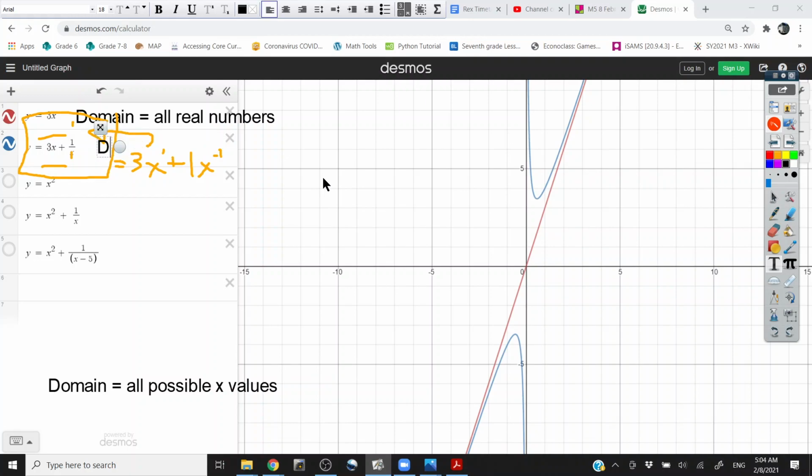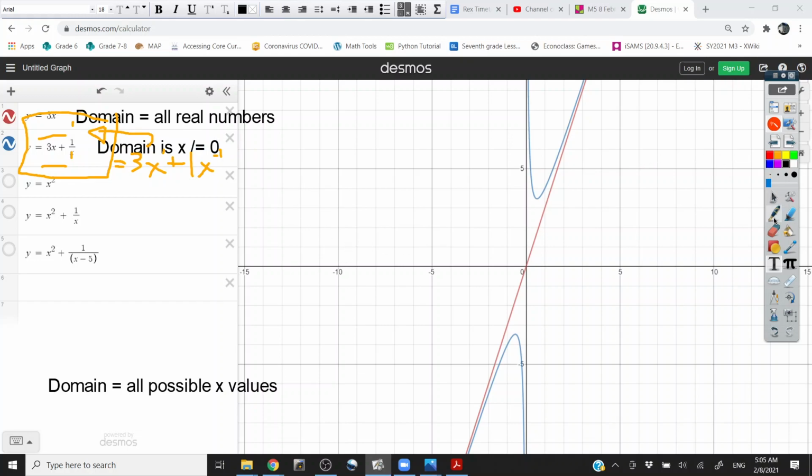The domain here is, I shouldn't use equals for this, I'll just say is, x is not equal to 0. This is how computer programmers write not equal, and it's just the easiest way to type it. So x is not equal to 0.